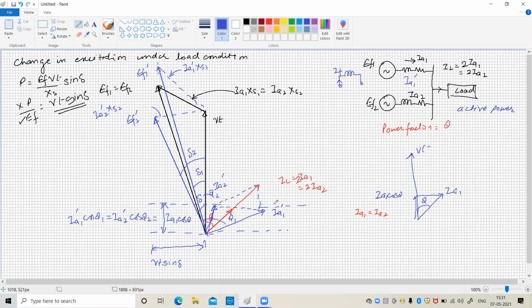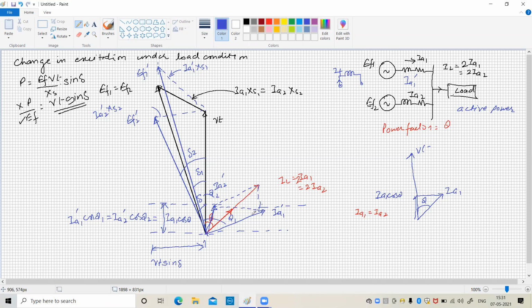One point. Second is that if you increase the excitation of alternator 1, it will deliver the current at a more lagging power factor. So we can say that by increasing the excitation, that alternator supplies more reactive power as compared to the other.